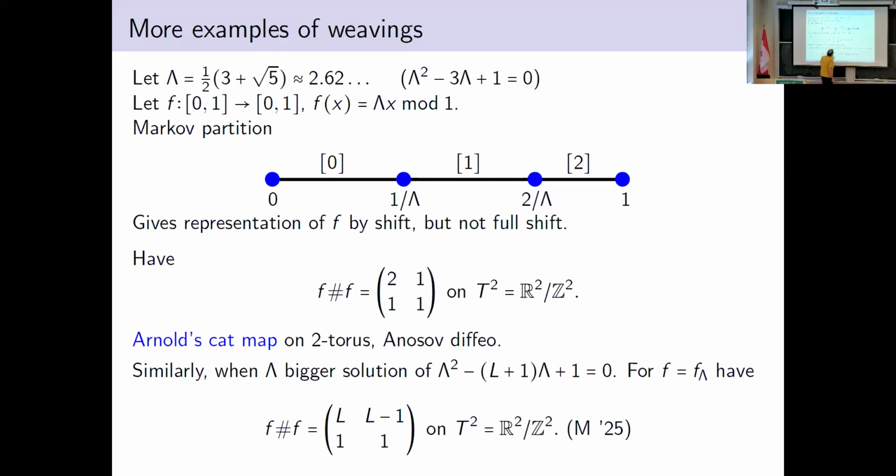And if I take a different polynomial, this thing here, and I take the bigger of the 2 solutions of this quadratic polynomial, I get another Anosov diffeomorphism on the 2-torus, which is this, descended to the 2-torus. So weaving this with itself gives you an Anosov map on the 2-torus.